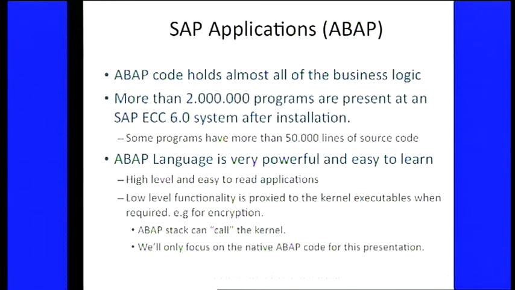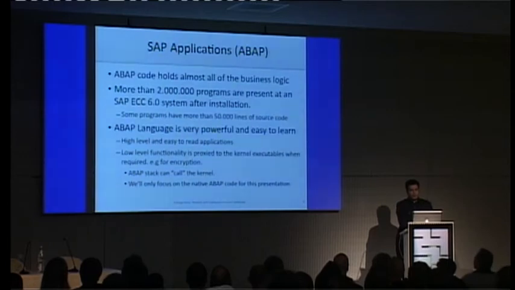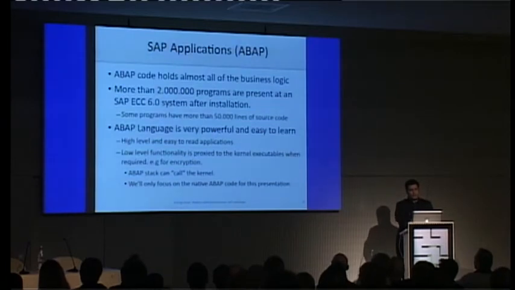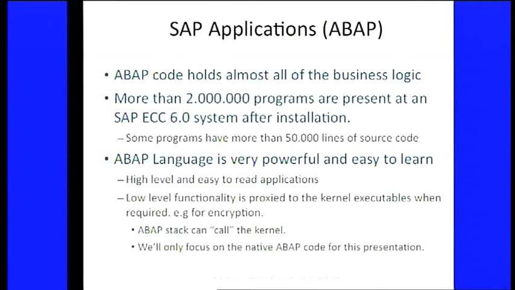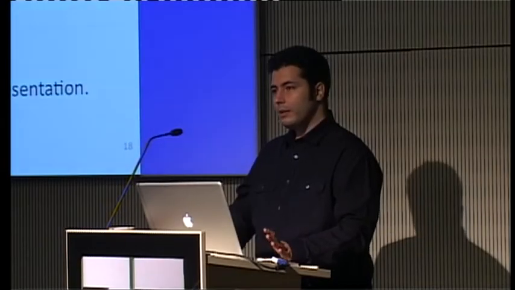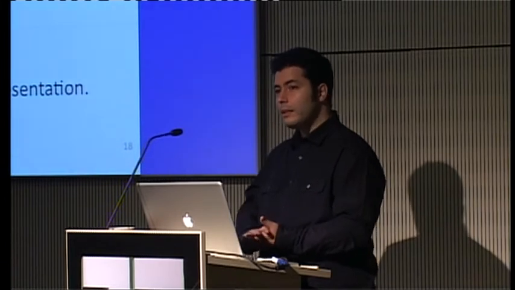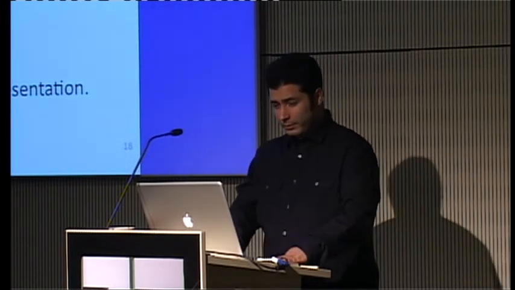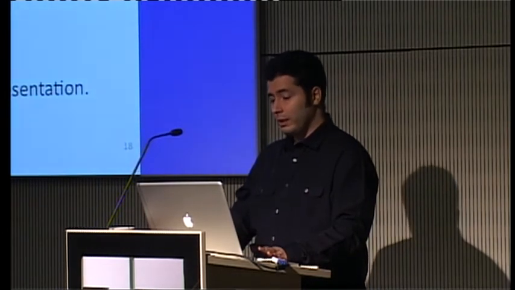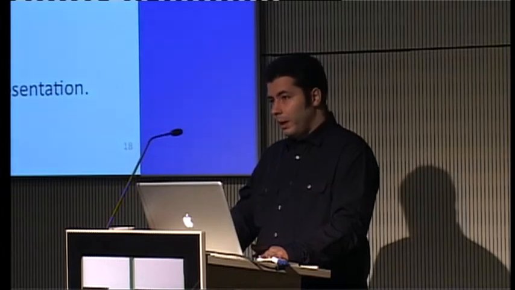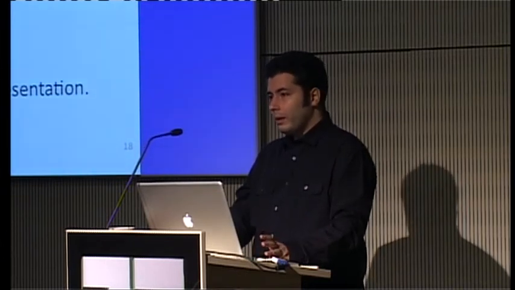Okay, so the ABAP applications. ABAP is the language used by SAP, so you might have heard about it or have already done something with it. In an SAP system, the business executables, so to say, they're not binaries like we know, but executables, are coded with the ABAP language. This is a 4GL language, and in an NSP test system, there are roughly 700,000 executables. And in a business system, in an ECC 6.0 system, this is more than 2 million. And some of these programs have more than 50,000 lines of code. This is a very, very powerful language and a very easy to learn language. That's why it's a 4GL.